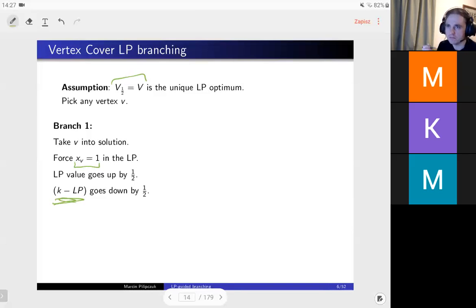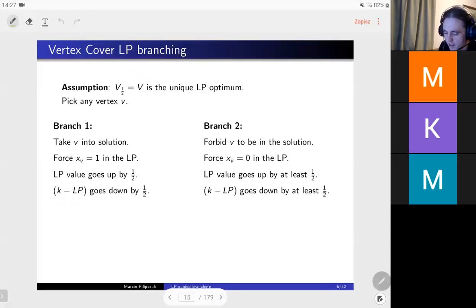Let's look at the other branch. In the other branch, we are saying V is not in the solution, which means that the neighbors of V are in the solution. This in the LP corresponds to adding the constraint that this vertex has value 0. This will force the neighbors to be 1, and the neighbors will get deleted, and the rest of the graph will be resolved as a normal vertex cover instance. The observation is that we have exactly the same analysis as before.